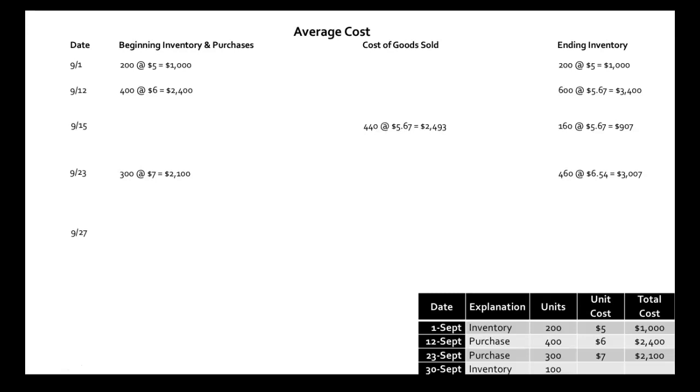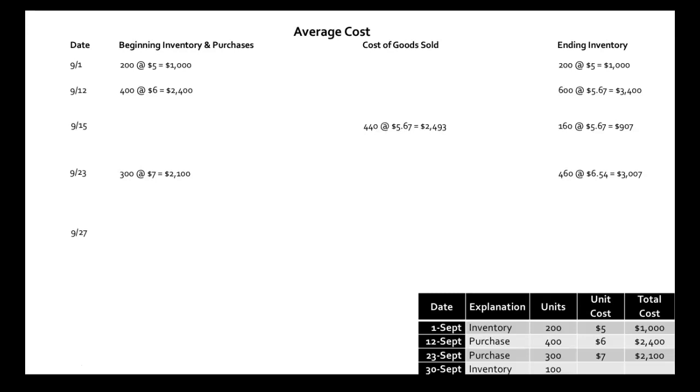So we come now to our ending inventory, and the first step is combining our number of units. So we take 160 plus 300 to get that 460 amount. Then we need the total amount of our inventory, the total value of our inventory. So we take the 907 and we add in this new purchase that's worth 2,100. So 907 plus 2,100 equals $3,007.